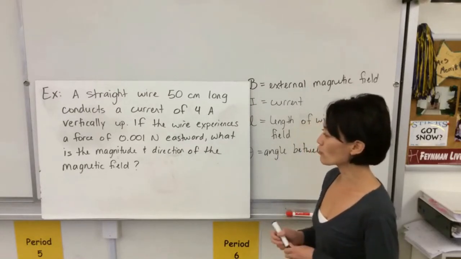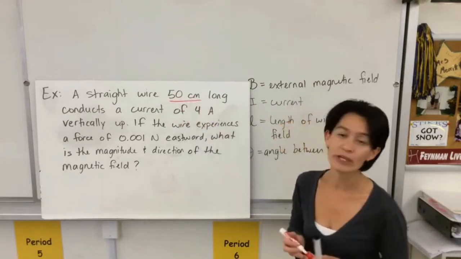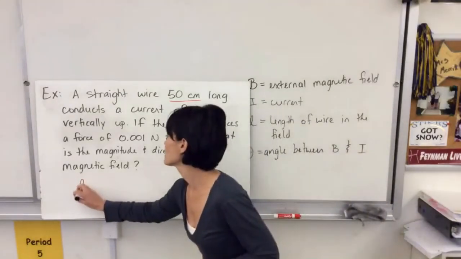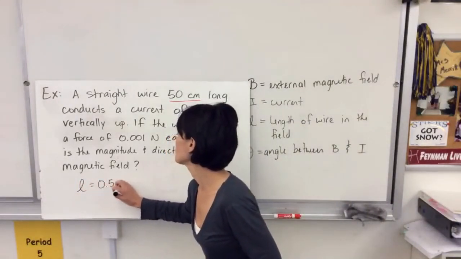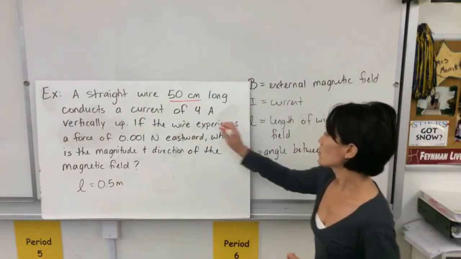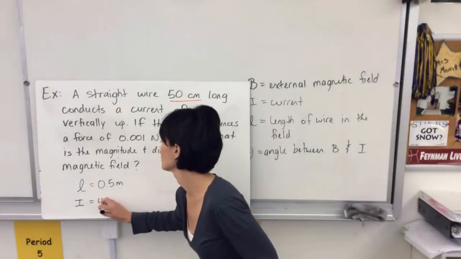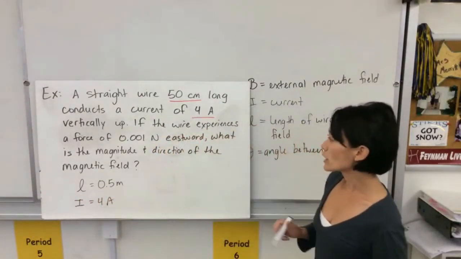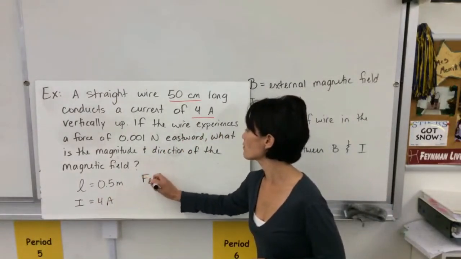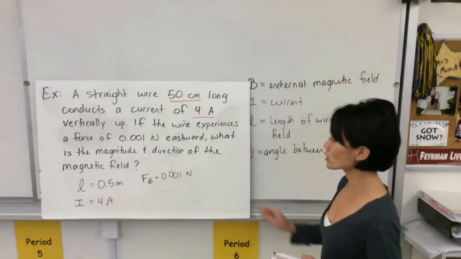So let's just first start off by identifying our quantities. I have 50 centimeters, and we can't be in centimeters. We have to be in the proper units of meters. So the length is going to be 0.5 meters. And it conducts a current of 4 amps. Amps is my current value, so I is equal to 4. We're told it goes vertically up. If the wire experiences a force of 0.001 newtons, so that is my FB, and eastward, what's the magnitude and direction of the magnetic field?